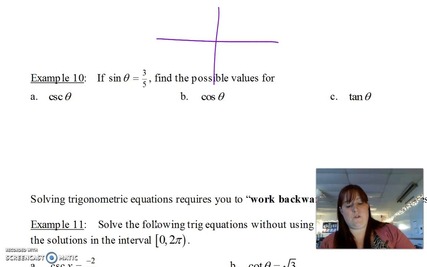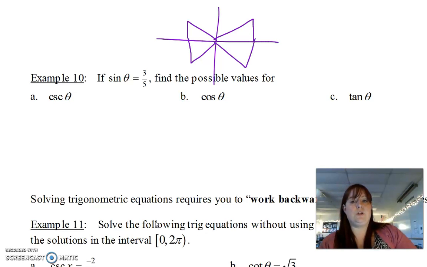So if we have all 4 of our bow tie reference triangles, we would look and see, okay, so opposite would be our y value, right? It would be this one here, this one here, this one here, and this one here. Okay, so where is our opposite positive? Well, our opposite is positive here. This is positive, this is positive. This one would be negative, and this would be negative.